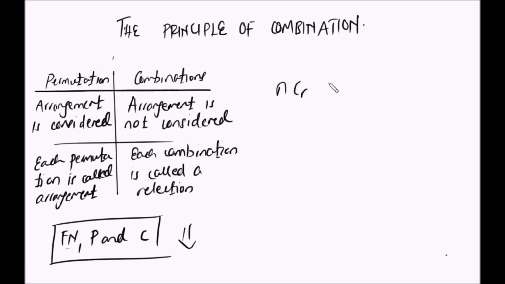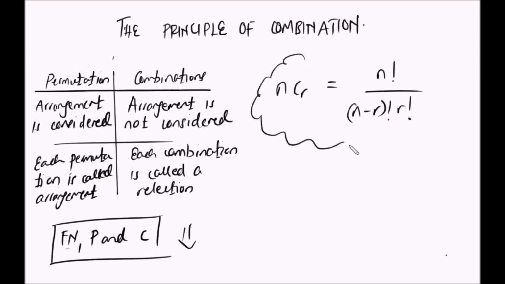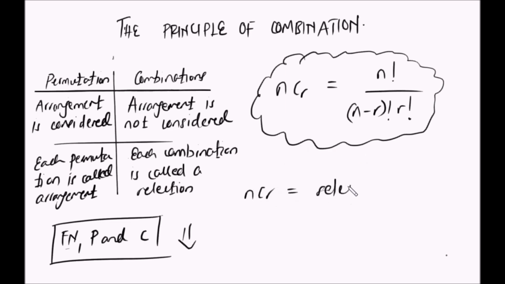Now, what's the formula for combination? n combination r is given by n factorial divided by n minus r factorial times r factorial. So this is the formula of n combination r. What does n combination r mean? It means you select r objects out of n. This is just a short definition of the principle of combination. See the tutorial on factorial notation, permutation, and combination for a detailed definition.